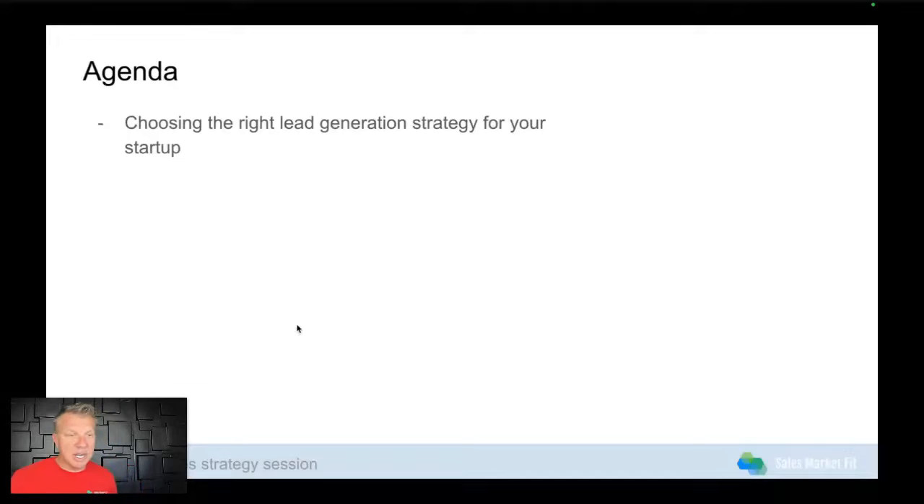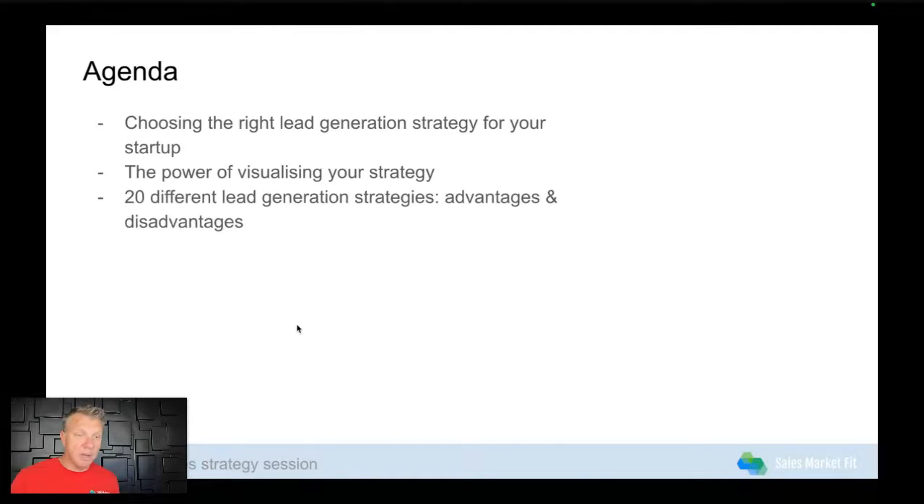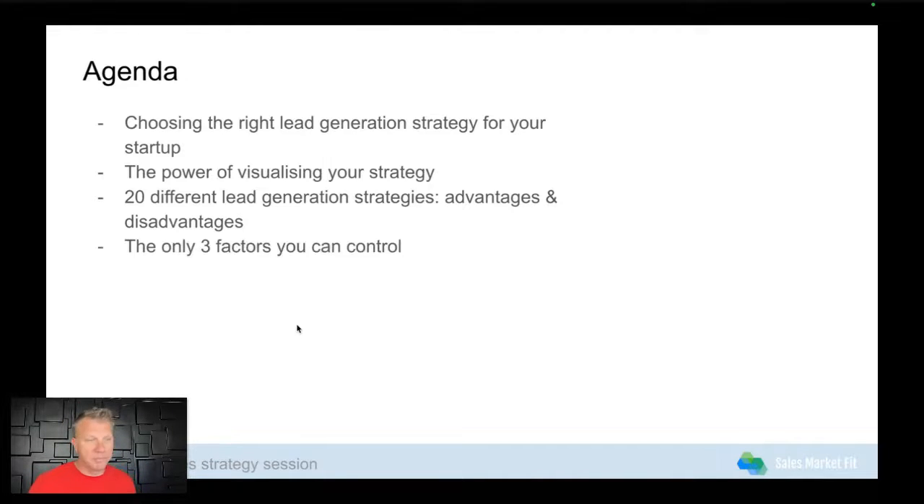Right. So the agenda today is how to choose the right lead generation strategy for your startup. Then we're going to talk about the power of visualizing your strategy. Then we're going to go through the 20 different lead generation strategies, the advantages and disadvantages. Now, I'll brush over this relatively quickly in this session, but what I have is a takeaway that you'll be able to download from here, and it has everything that we speak about in a PDF. So you won't miss out on anything. So don't worry about taking too many screenshots. You'll get a copy of this today as well.